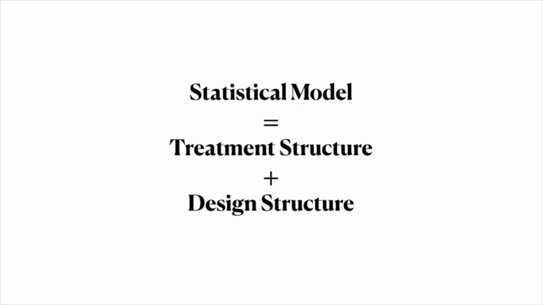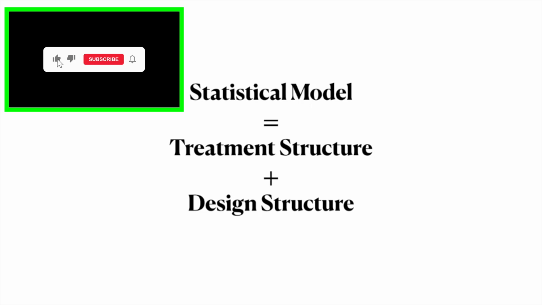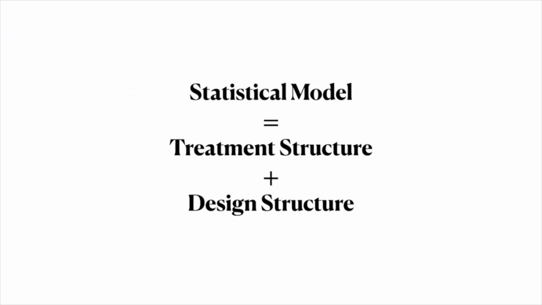So the big idea here is that a statistical model, at least a linear statistical model, is composed of a treatment structure and a design structure, and it's the sum of those two components. And as we're going to see, the analysis of variance table corresponds to the structure of the statistical model.